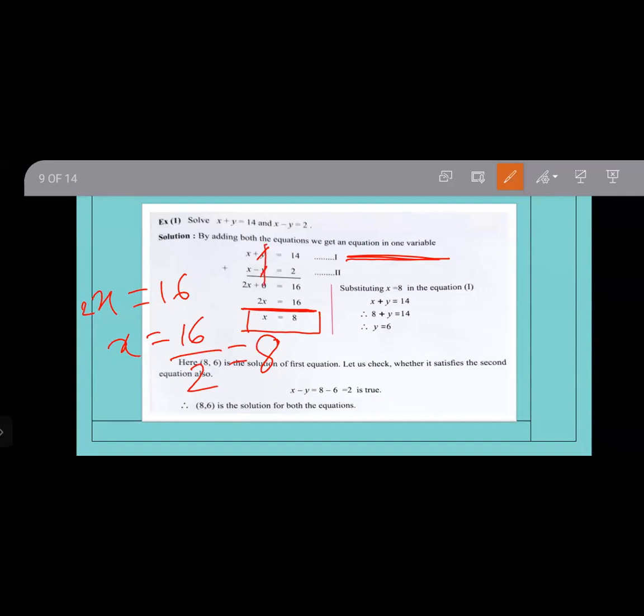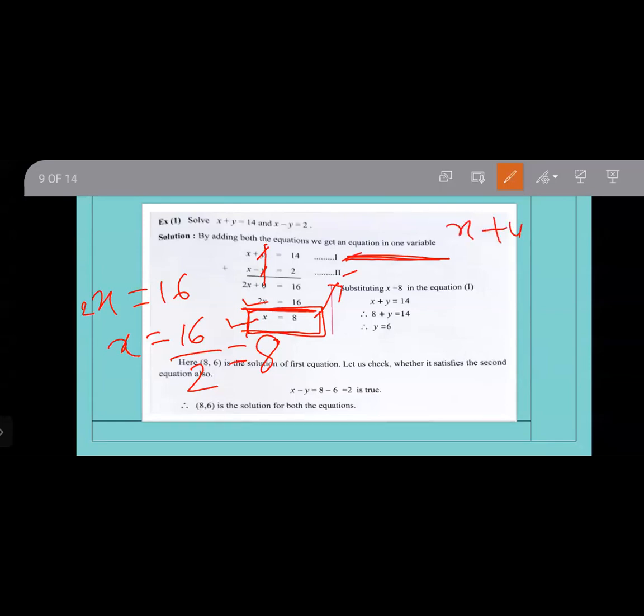आपने eliminate किया एक variable को, that is variable y, and you got the equation in one variable. जब आप eliminate करोगे तब आपको equation in one variable मिलेगा, और वो equation solve करने के बाद you get the value for the one variable, that is x is equal to 8. Now this x is equal to 8, you will do the substitution in either equation 1 or in equation 2, any of these.